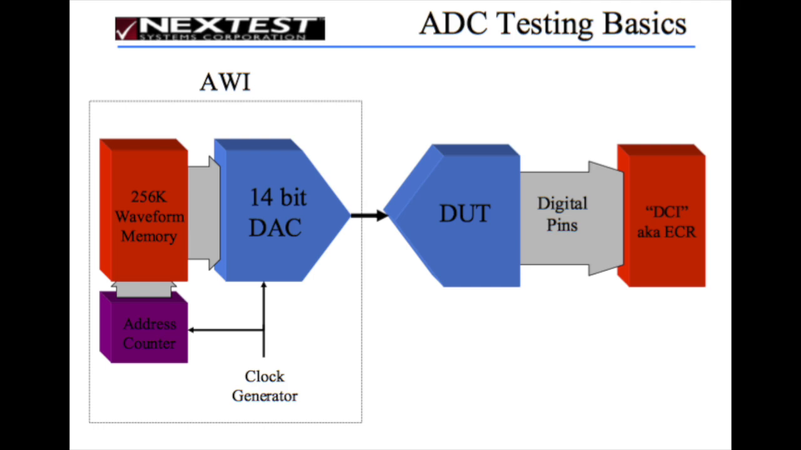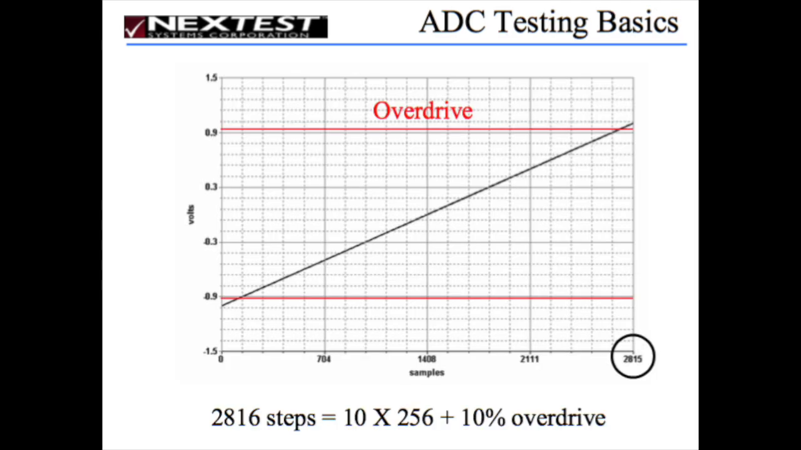We get digital data out. That goes into the DCI, digital capture instrument, also known as the error catch RAM. Here's how we set up the ramp. We're going to put a ramp into the AWI and generate that, clock it out to the part.